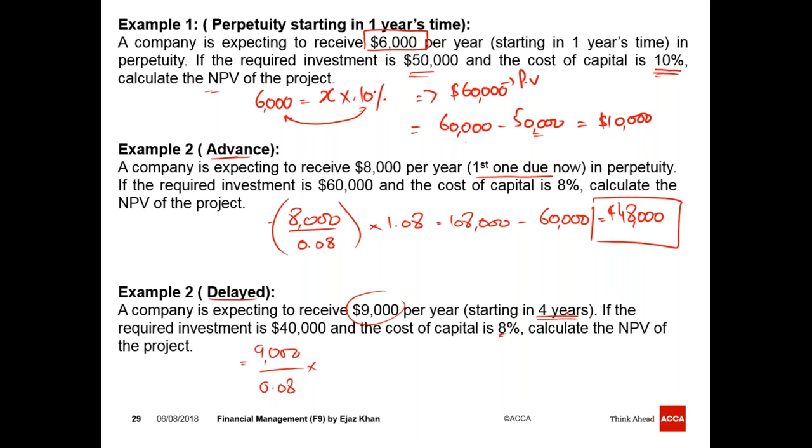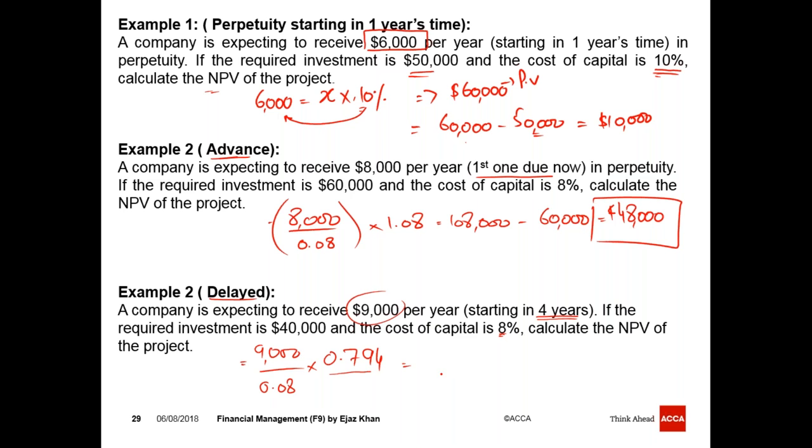So for how many years has it been delayed? May I know the number of years delayed? Yes, it's 3 years. Because it was supposed to start from year 1, but it is starting from year 4. So there is a 3 years delay. So at 8%, may I know the third year's discount factor? Iram, again, you are picking up the annuity factor. We need a discount factor for year 3. 0.794, yeah. It's 0.794. So because of the delay, we are multiplying it with the discount factor.